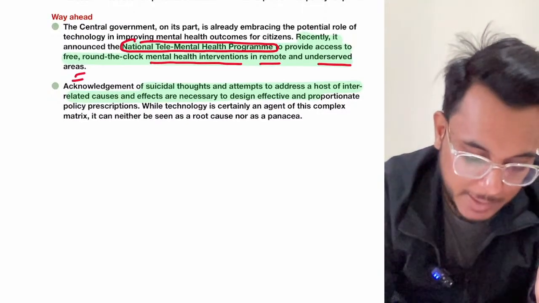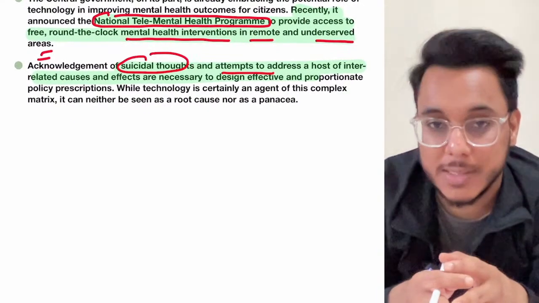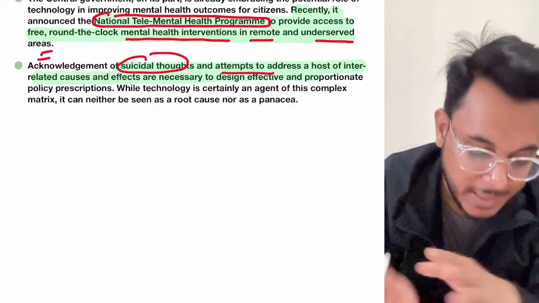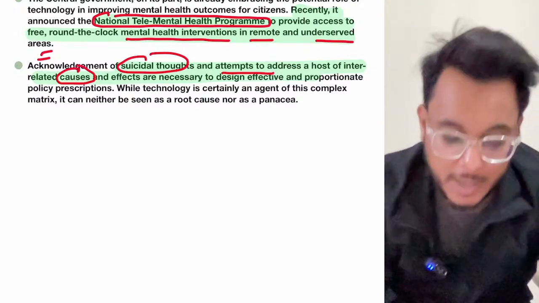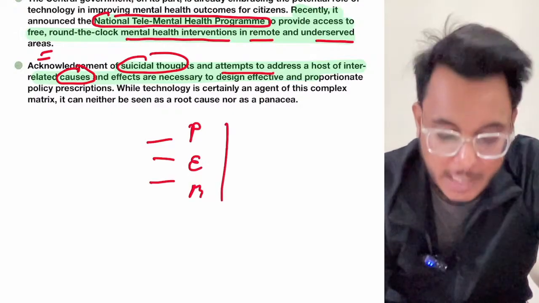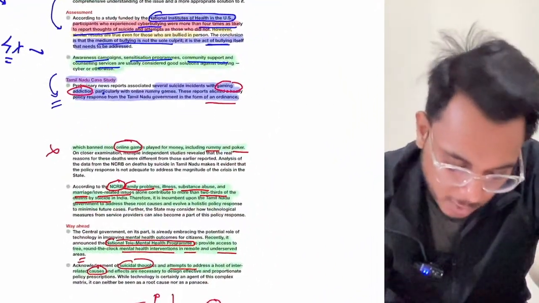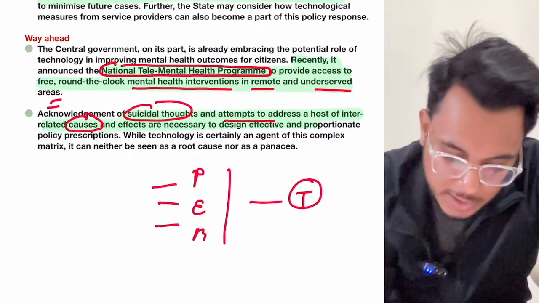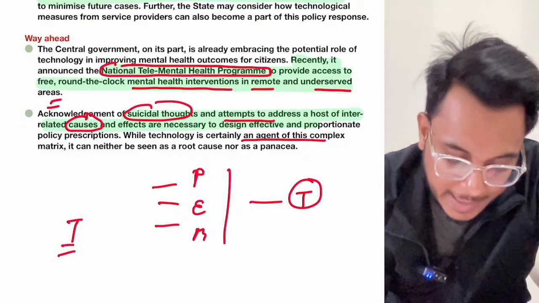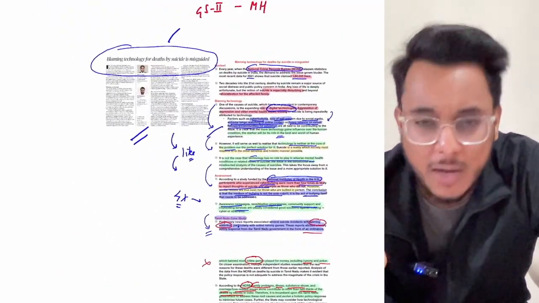Moreover, understand this particular thing, that we need to acknowledge that suicidal thoughts and attempts come from the interplay of many things. So we need to acknowledge the related causes, the physical causes, economic causes, mental causes. All the causes need to be examined, and not just see technology as a culprit. Is it clear or not? Okay, so it has been provided that technology is certainly an agent, certainly one of the players, but it can neither be seen as a root cause, nor can it be a panacea, a magic pill which solves all the problems.